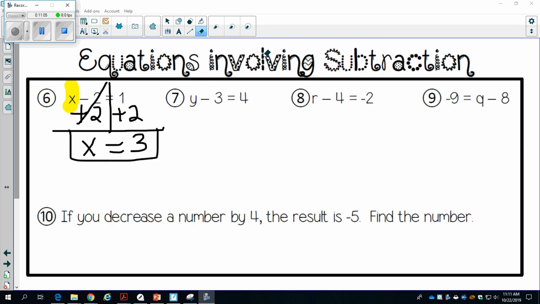I'm going to rewrite my equation by substituting 3 in for x. So 3 minus 2 equals 1. 3 minus 2 is 1. So 1 is equal to 1. So my equation stayed balanced. It checks, it's correct.